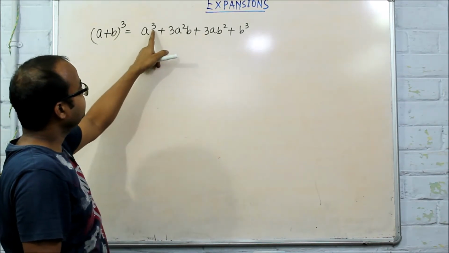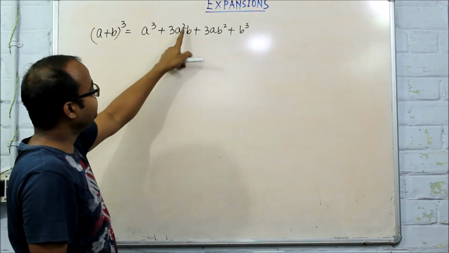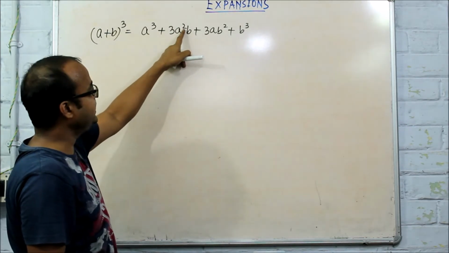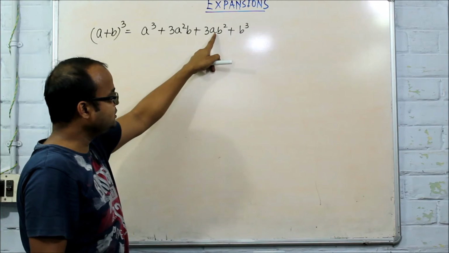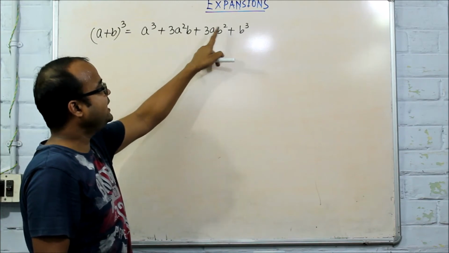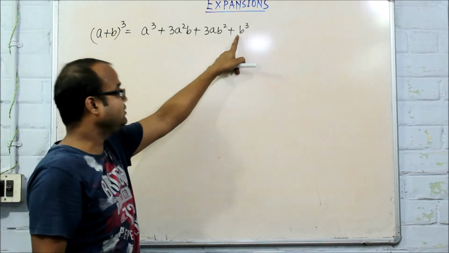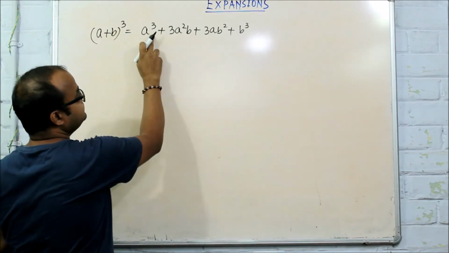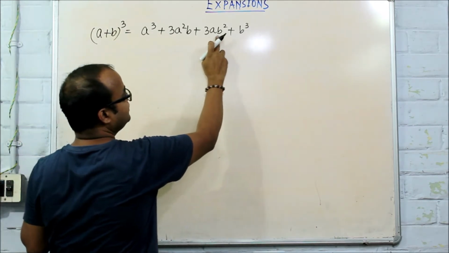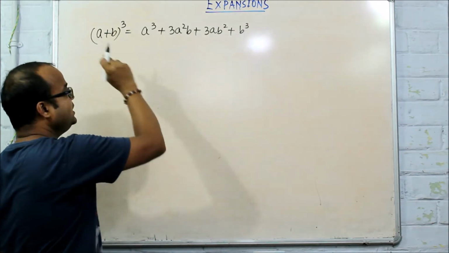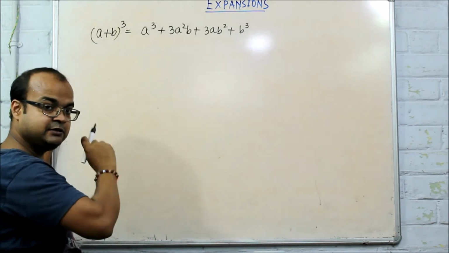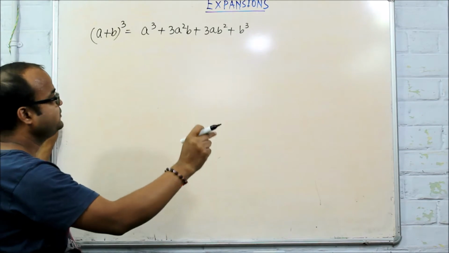Now see, here a power is 3. Power reduced by 1, so it will be a square. Power reduced further by 1, so it will become a, and then a to the power 0, that is equal to 1. And see, here b is absent, b power 1, b power 2, b power 3. That means a power is decreasing, b power is increasing.